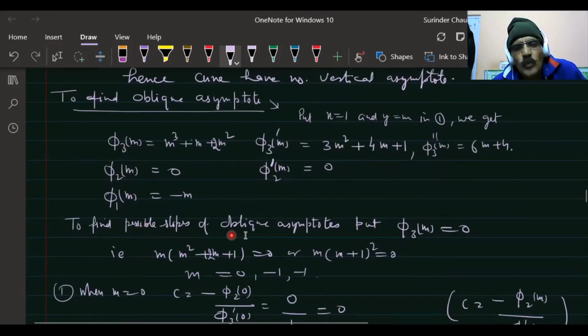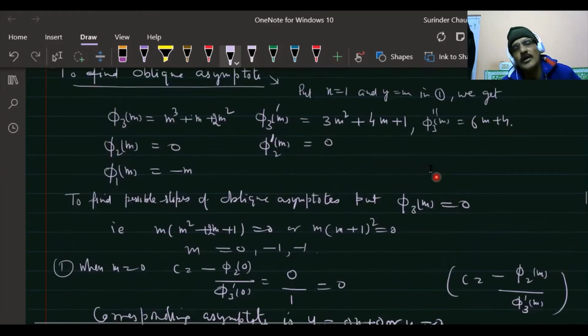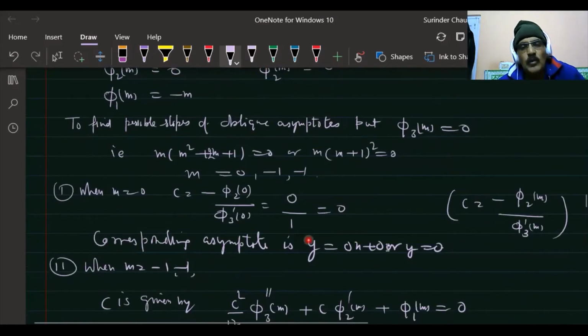To find the possible slopes of oblique asymptotes, put phi 3 of m equal to 0 and solve for real roots. So phi 3 of m is m common, m squared plus 2m plus 1, which is m times (m plus 1) whole squared. So m equals 0 and minus 1 are the three slopes. Now we'll find the intercept for the different slopes of the asymptotes, because they are real. If m is equal to 0, then c comes to 0. This implies y equals 0, the horizontal asymptote which we calculated earlier.